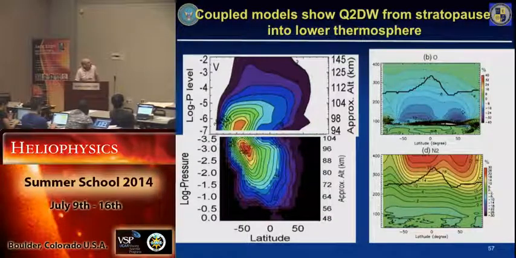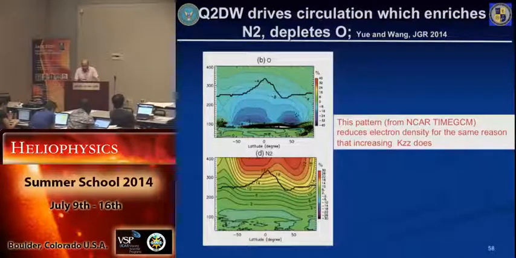And what he showed is that for periods when the 2-day wave is active, this oscillation will tend to bring up more molecular nitrogen at the expense of atomic oxygen, and that's consistent with lowering the height of the electron density. So it's another example of a middle atmospheric phenomenon linked to tropical upwelling and composition. This is the same figure, from the NCAR, yeah, Yue and Wang, there's the reference. The NCAR TIME-GCM reduces the electron density for the same reason that KZZ did in our simple little 1D toy model.